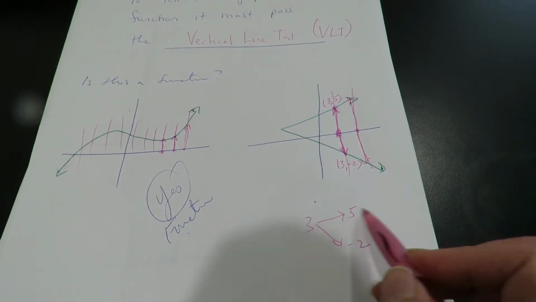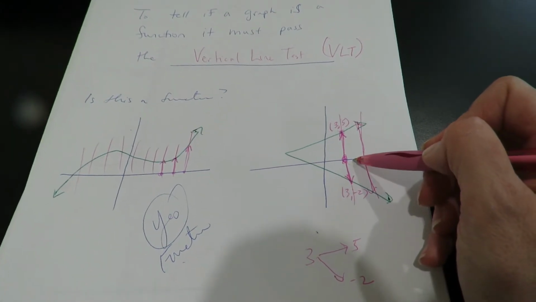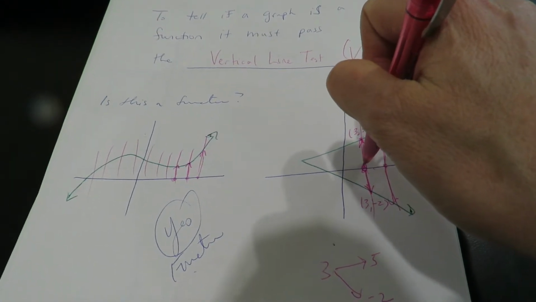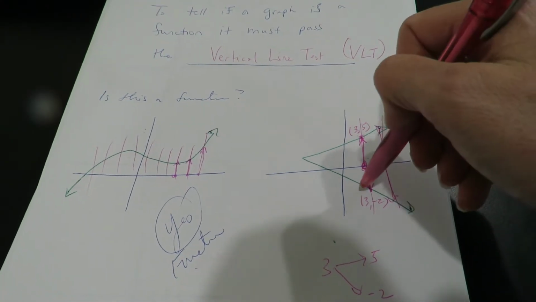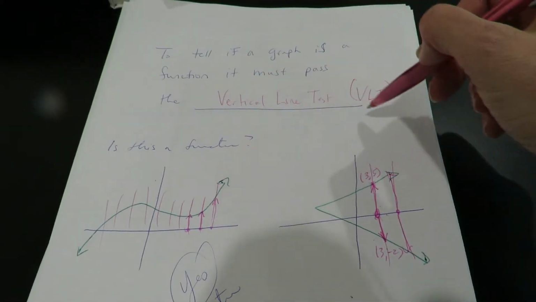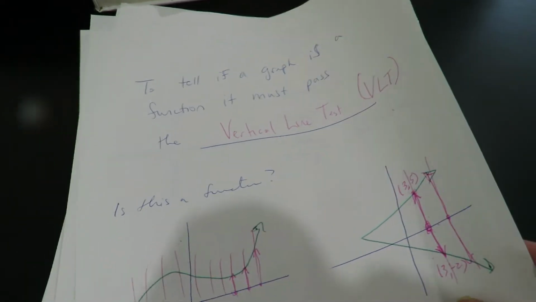You can't go into the ice cream store, right, and get two different flavors. It's the same idea, but we're just doing it graphically, right? One x value can't have two different heights associated with it. So that's what the vertical line test helps you figure out.